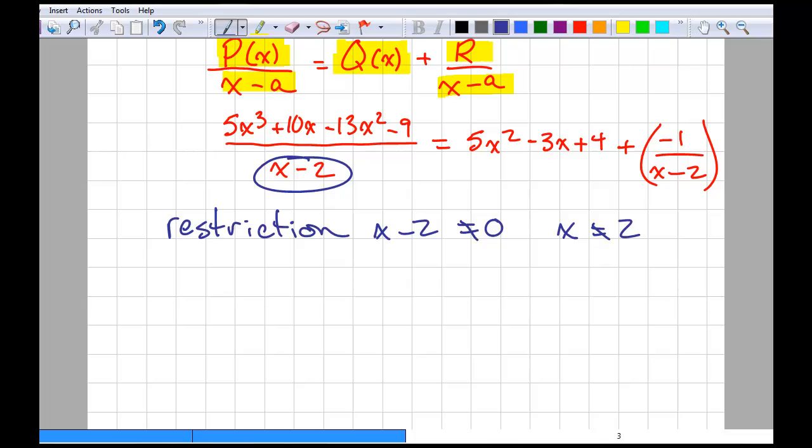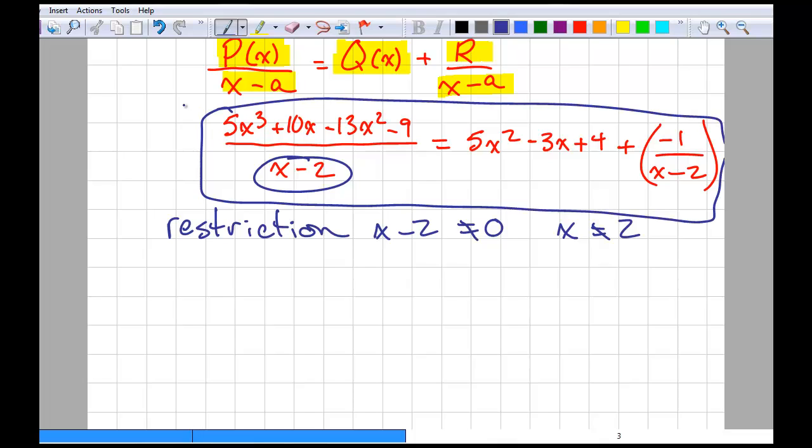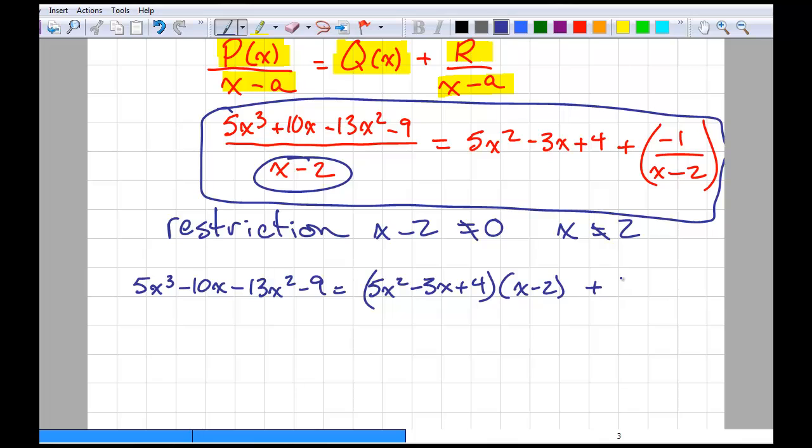Now how do we check? I mean, this is a way of expressing our answers. But how can we write a statement that helps us verify that things are true? Well, if 5x cubed plus 10x minus 13x squared minus 9 divided by x minus 2 is this, plus the remainder, then it should be true also that 5x cubed plus 10x minus 13x squared minus 9 is equal to the quotient times the divisor plus the remainder.